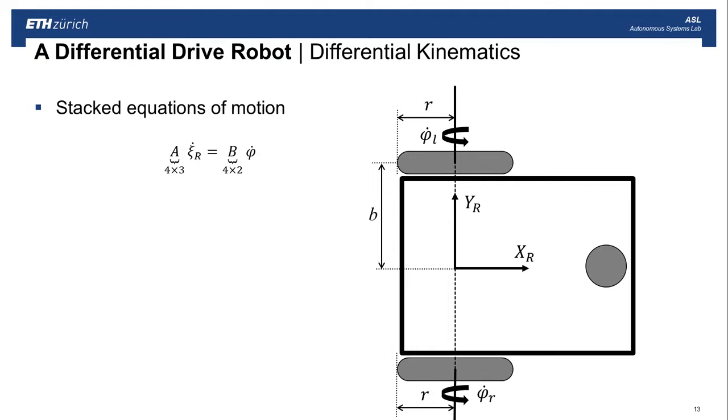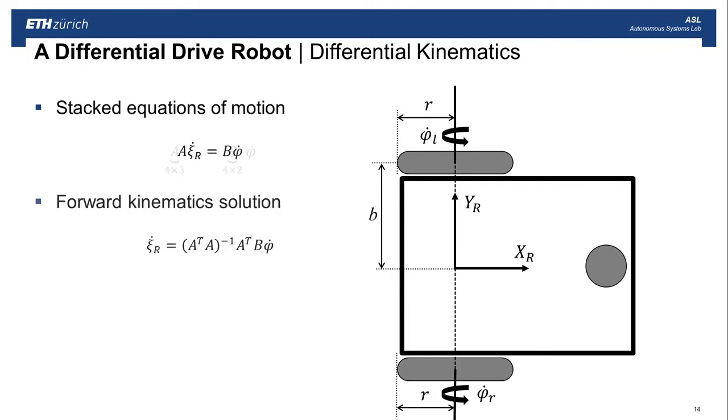And if we want to solve for the differential kinematics equations, we have to manipulate these equations to solve for either xi dot or phi dot. But if you look at those matrices, they are not square, so we can't do a standard inverse. So what we do actually is we use the pseudo-inverse. So first we'll do the forward kinematic solution. To solve for xi dot r, we're just going to do this A transpose A inverse, A transpose B phi dot.